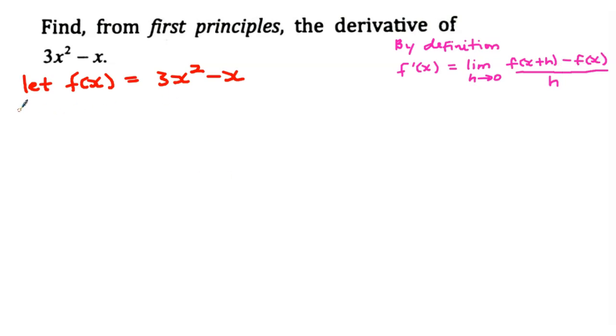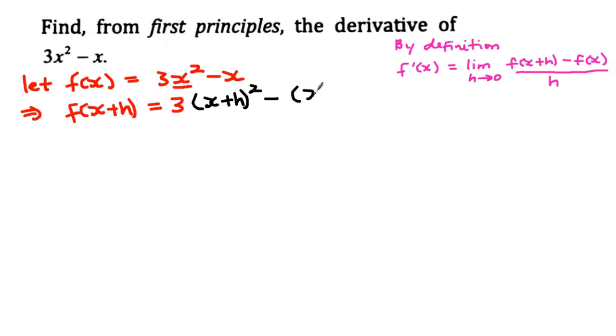So here, that implies that our f of x plus h must be equal to, wherever we see x here, we're going to replace it with x plus h and all squared, and then minus x plus h. You have to put in a parenthesis because the minus is affecting all of them. Then we are going to plug it into our definition.